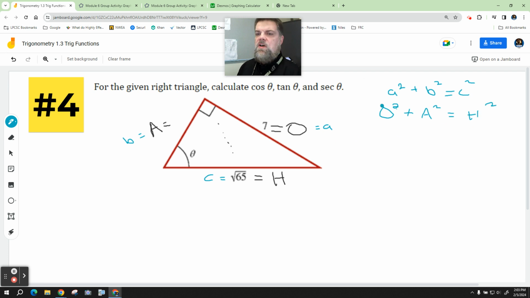From here on out, we might do the a squared plus b squared equals c squared, whatever. We might do that. But we should get used to opposite squared plus adjacent squared equals hypotenuse squared. So I've got to solve for the hypotenuse, because here's the thing. Cotangent, or wait, let's start with cosine. Cosine, SOHCAHTOA. I don't need to know the angle for theta as long as I know what the adjacent is over the hypotenuse, right?